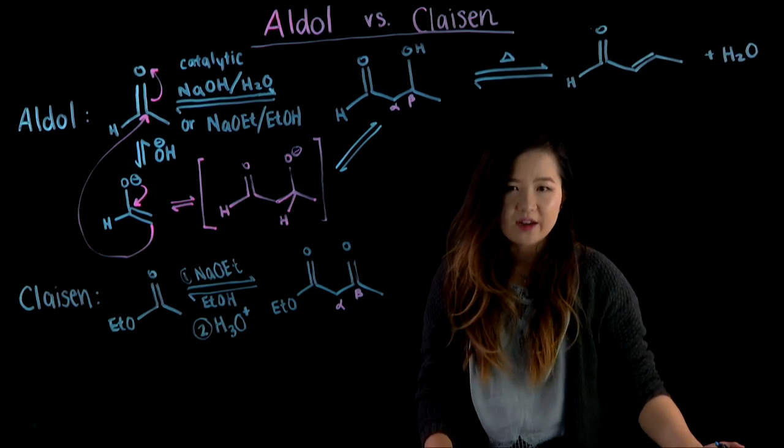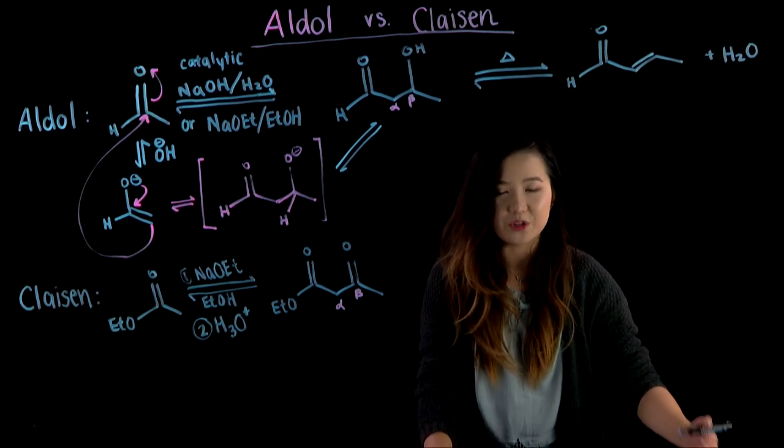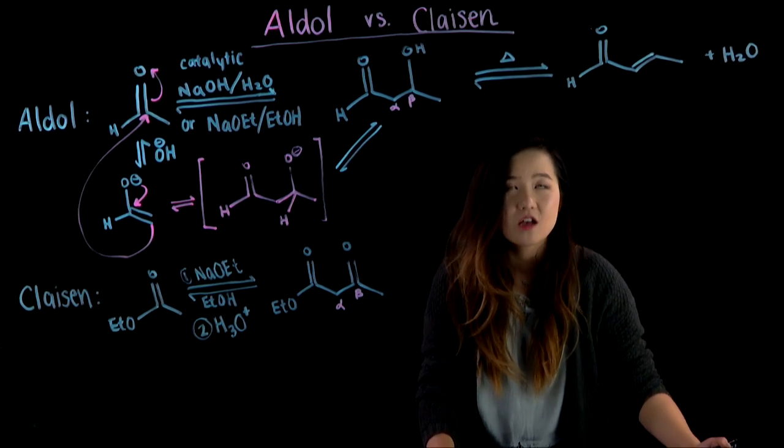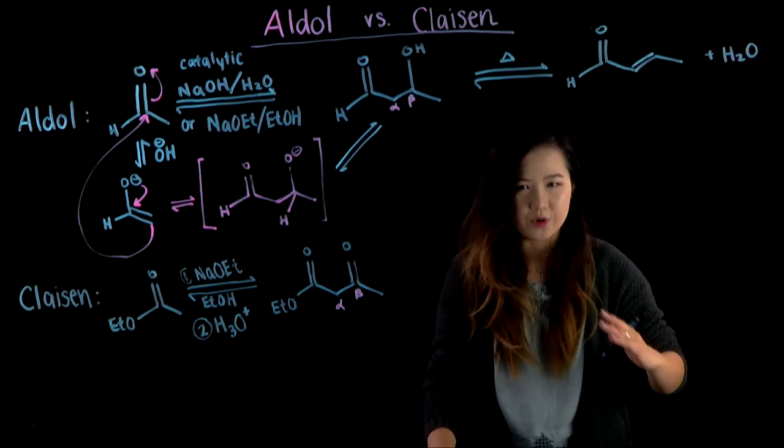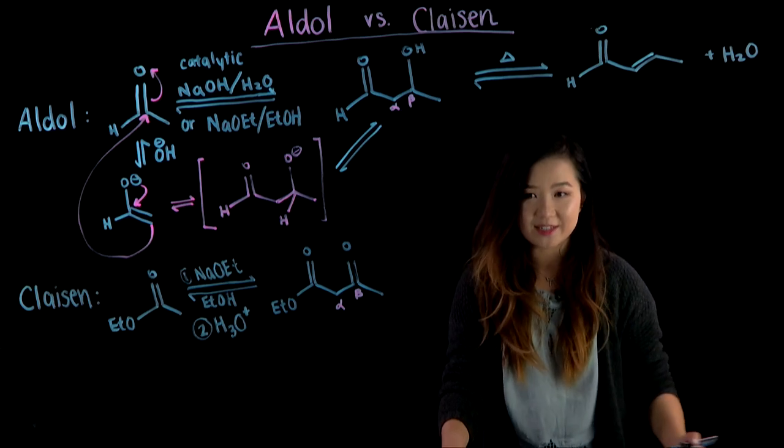Now, this is the only way that you can form this sort of product in what you've learned so far in this chapter. So this is a really good indicator that you're working with an aldol reaction. So now let's look at our Claisen.